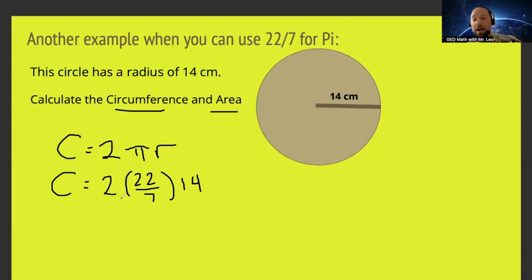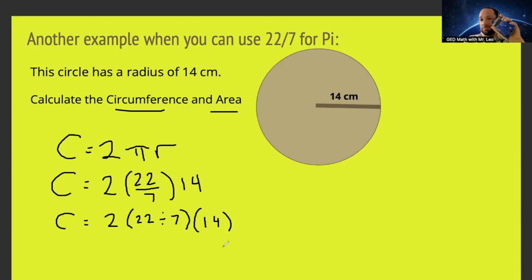Now, if you're really good with math and algebra, you maybe can just work this out right now. But even if you're not super confident, maybe I just want to grab my calculator. This is going to be 2 times 22 divided by 7. Remember, every fraction is a division. There's other ways to type it in, but this works. Let's just grab the calculator. 2 times 22 divided by 7 times 14.